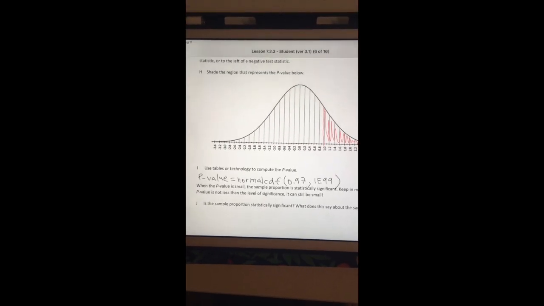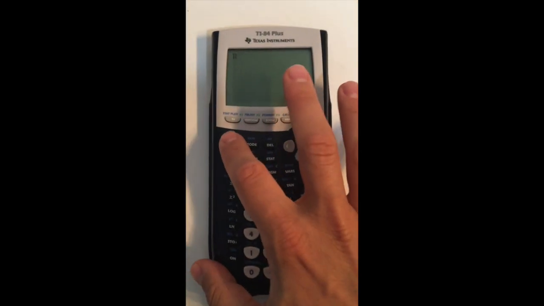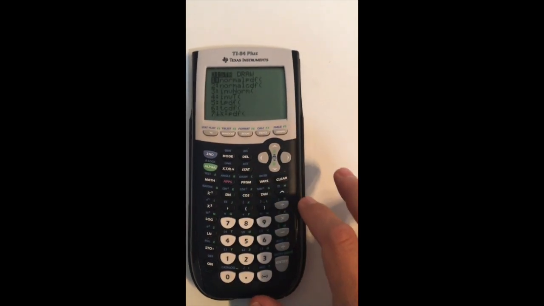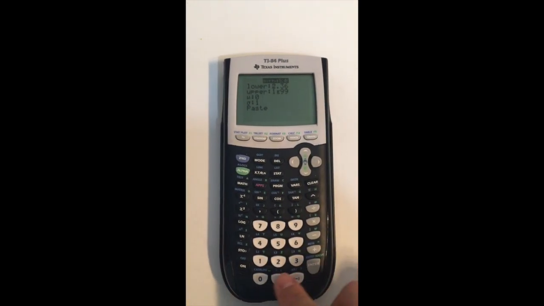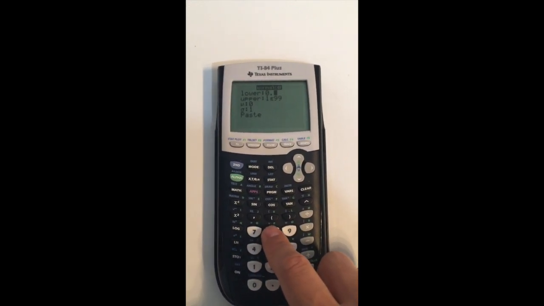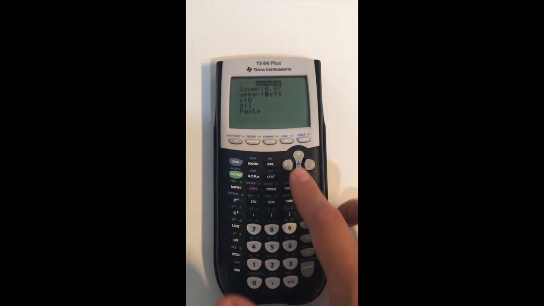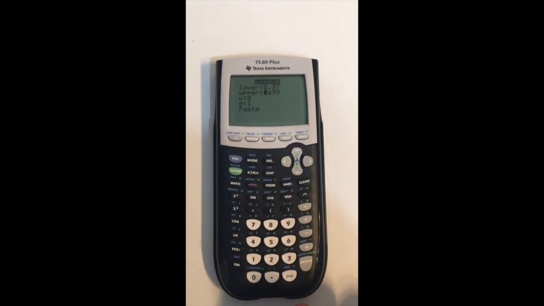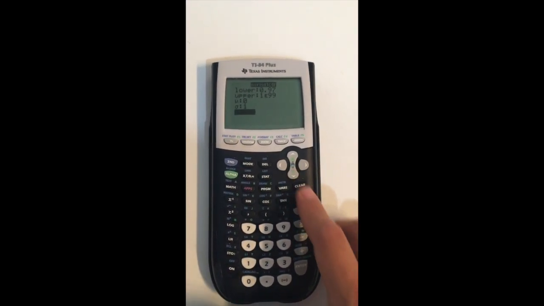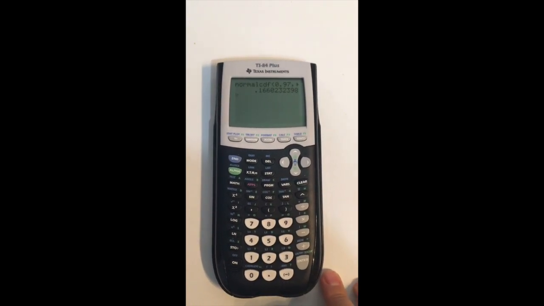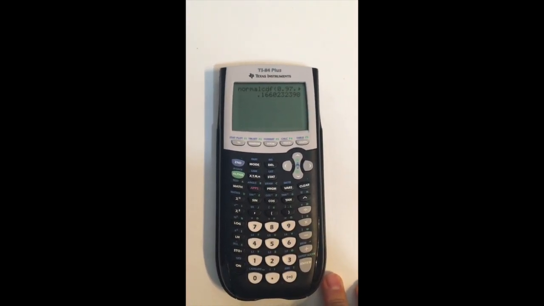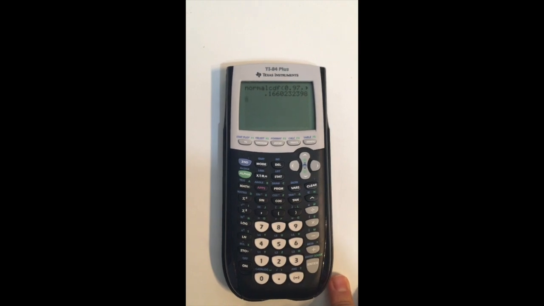So let's put this in our calculator. Let's see what we get. We're going to do second DISTR. I'm going to go down to normal CDF, and then I have 0.97 for the lower, and for the upper, 1E99. Hit enter twice, and I get 0.166.